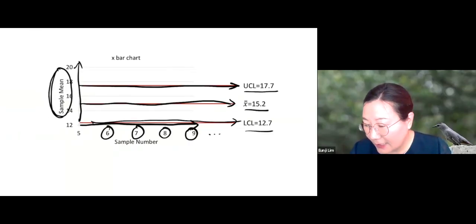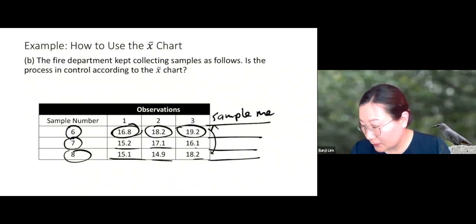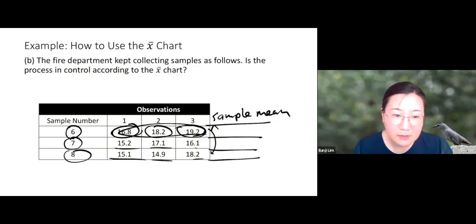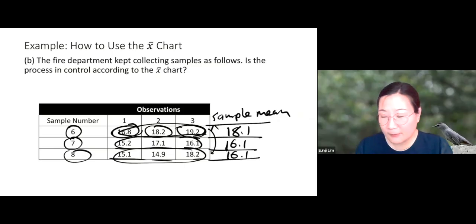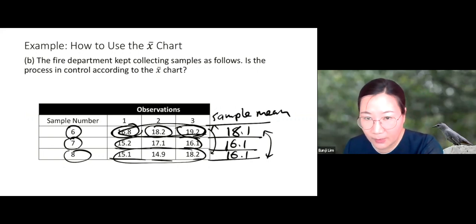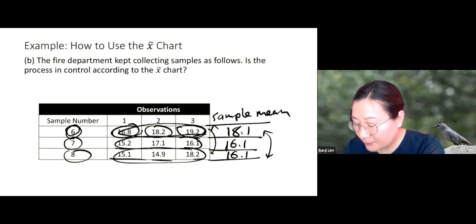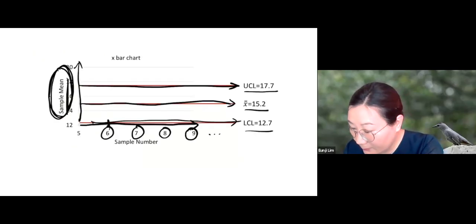Remember, the y-axis of the X bar chart is the sample mean. That means we need to compute the sample mean of these new samples. So compute the average of these 3. You get 18.1. Compute the average of these 3, 16.1. The average of these 3, 16.1. So we're going to plot these sample means in the X bar chart. So when the sample number is 6, the sample mean was 18.1.